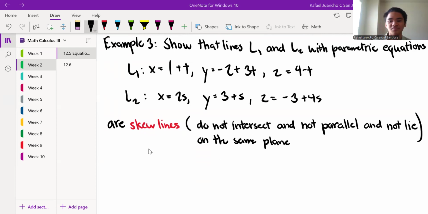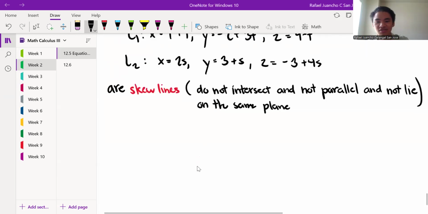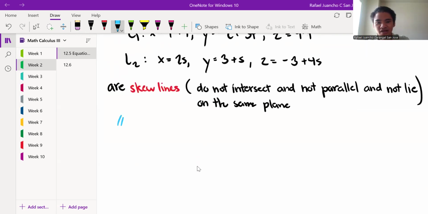So how do we do this? How do we prove that they're not parallel? We can actually look at their direction vectors here. So that's one thing we can do to prove they're not parallel. First thing we can say about this is actually look at their changes in x, y, and z. Look at their vectors. So I'm going to say look at direction numbers or direction vectors.